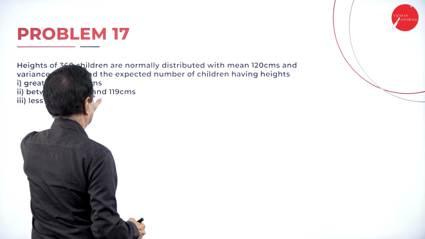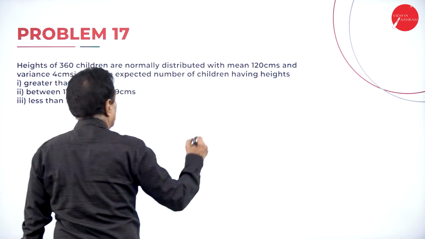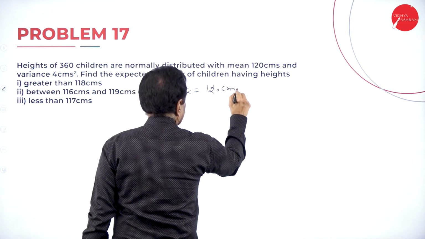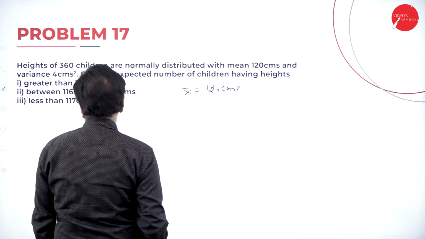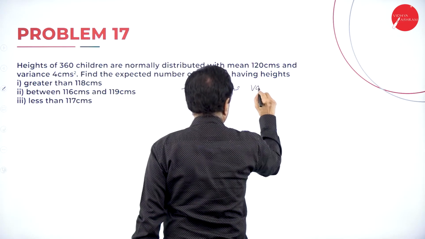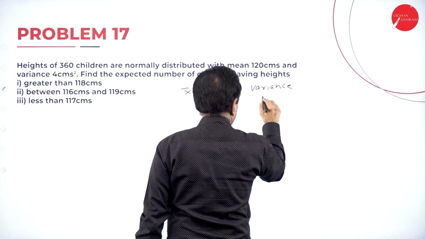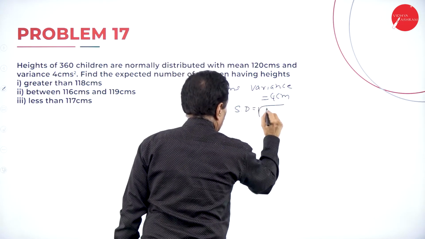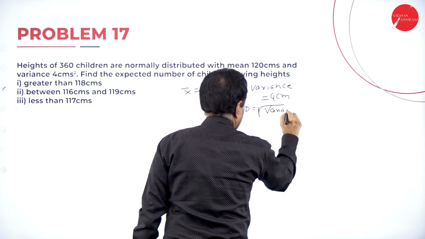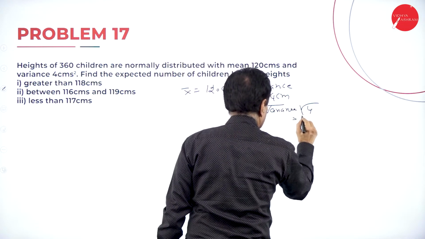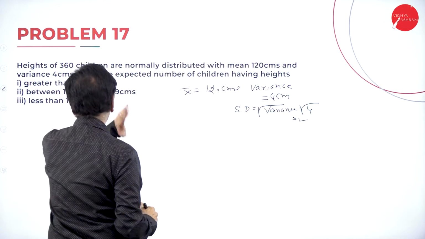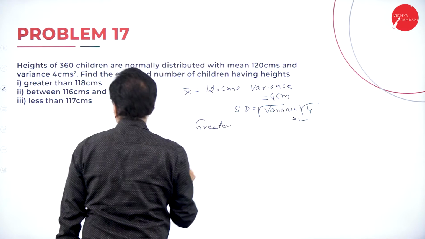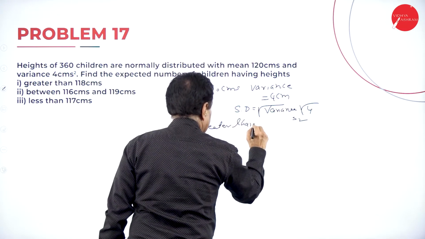The heights of 360 children are normally distributed with mean 120 centimeters and variance 4 centimeters. Standard deviation is equal to the root of variance, which is the root of 4, equal to 2. Then, first, find the probability that the height is greater than 118 centimeters.